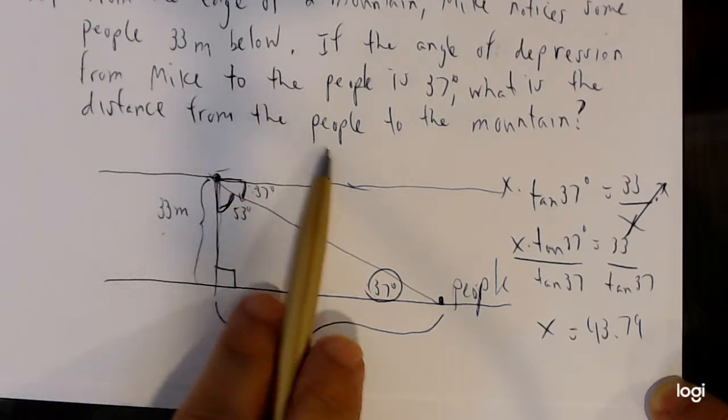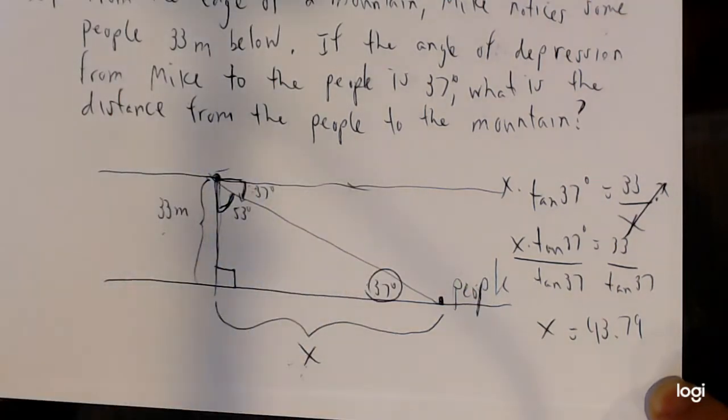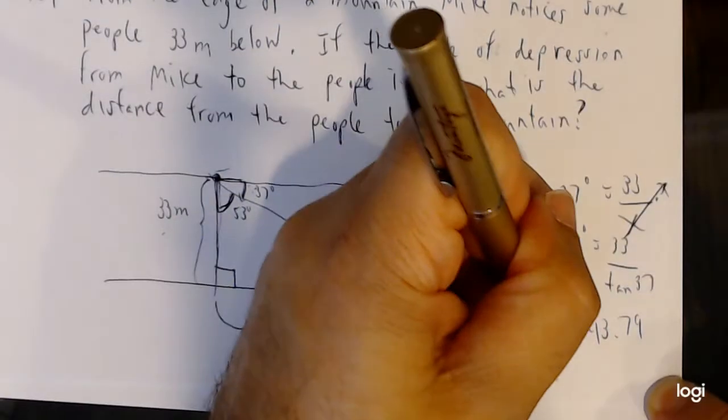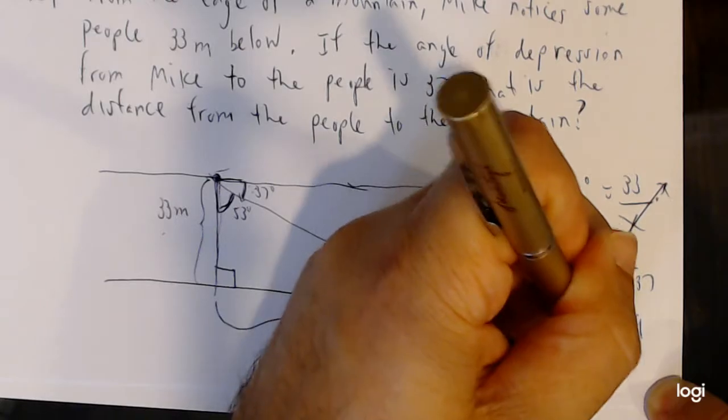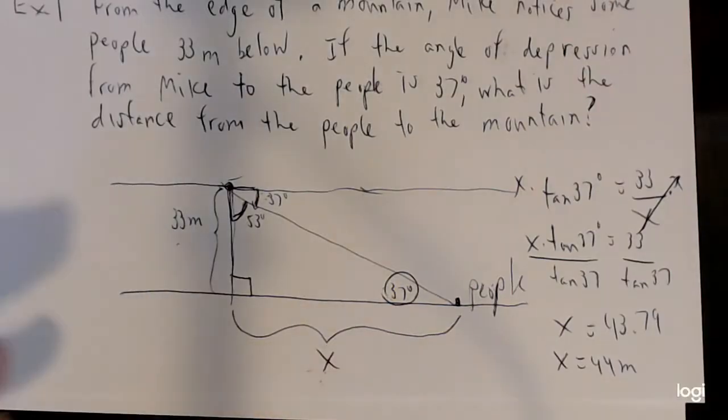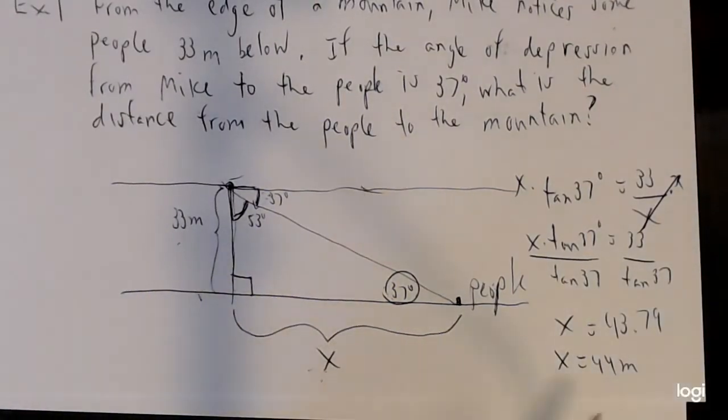So let's just round this to the nearest meter. So the distance would be what? 44 meters. So the people are about 44 meters away from the mountain. Okay. If we want to be more precise, it would be 43.79 meters. But I'm just rounding it to the nearest meter.